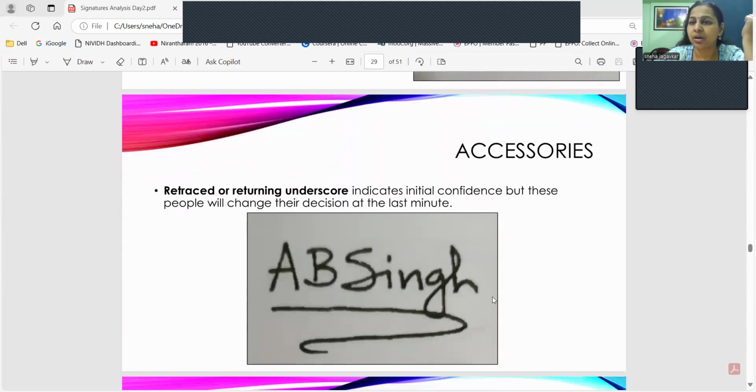Now, a retraced or returning underscore. There are many people who will do this kind of thing, going back and then coming forward. These people are the ones who will change their decision at the very last minute. It could be a very big decision, like maybe the Indian government decides to do a demonetization, and everything is being discussed and implemented.